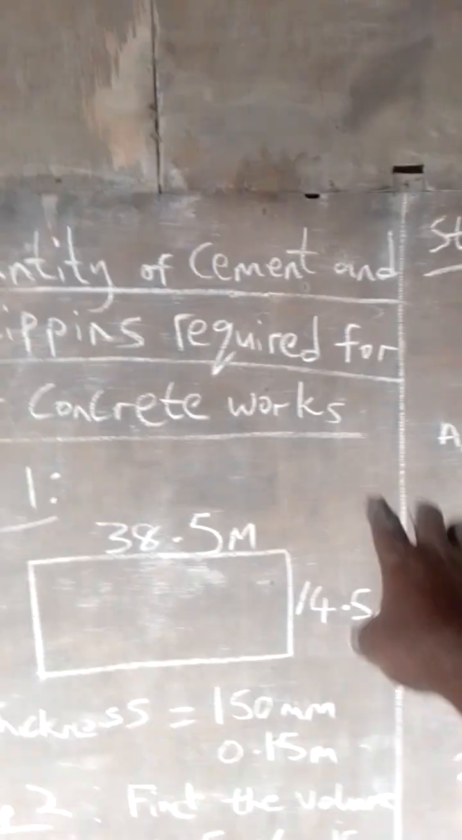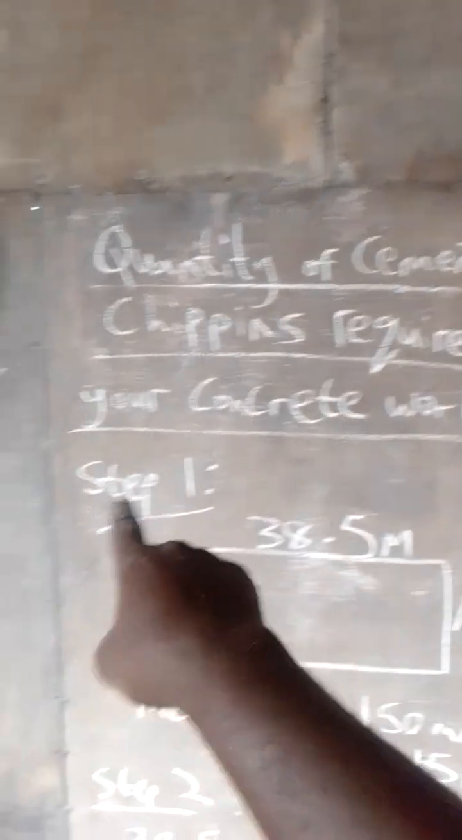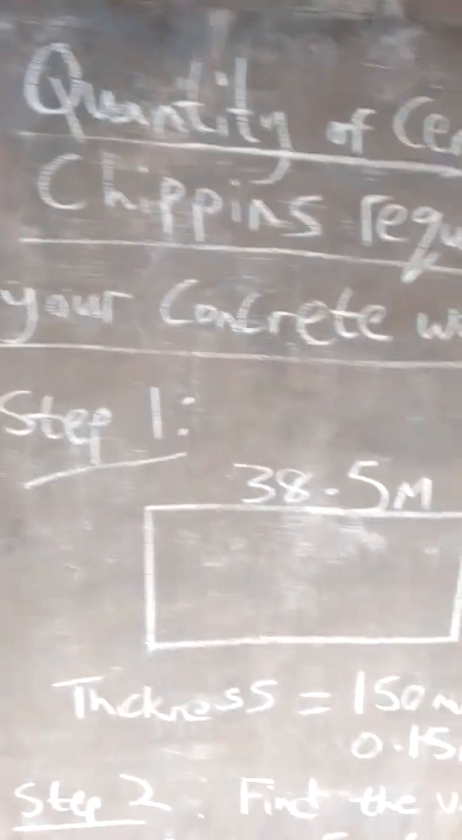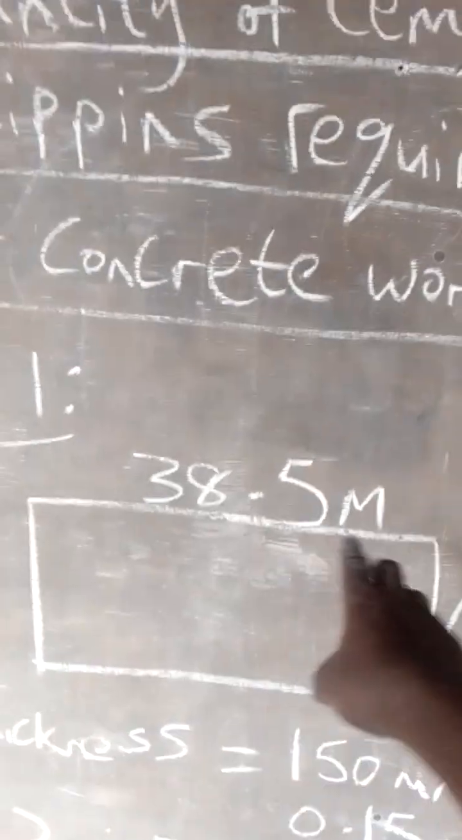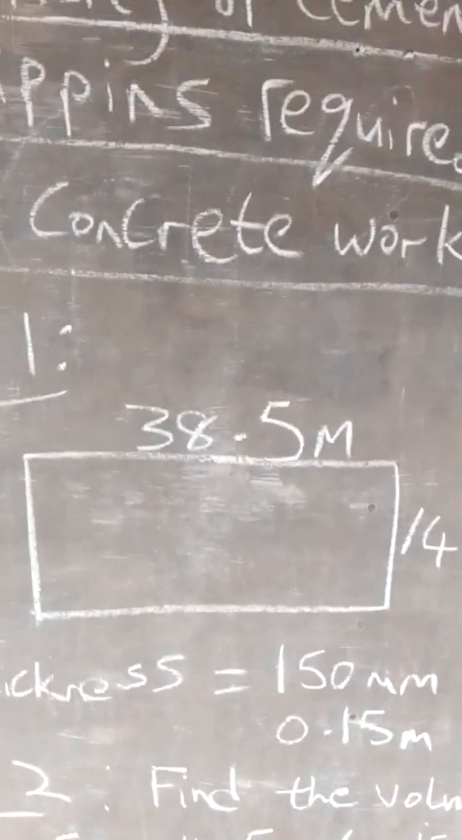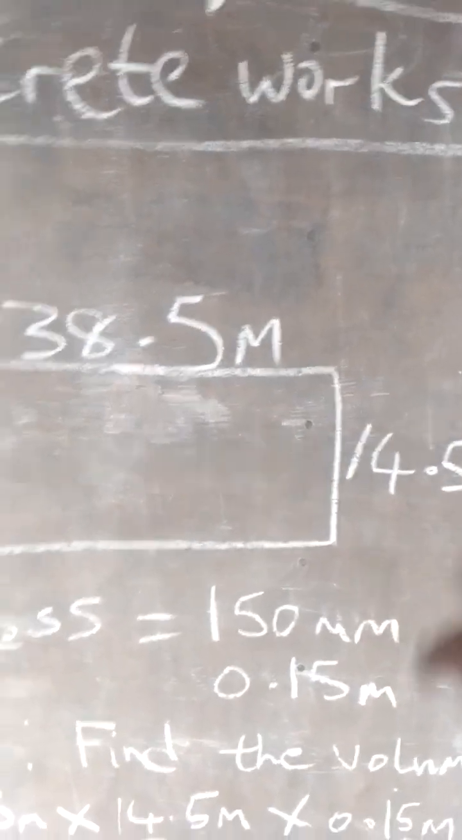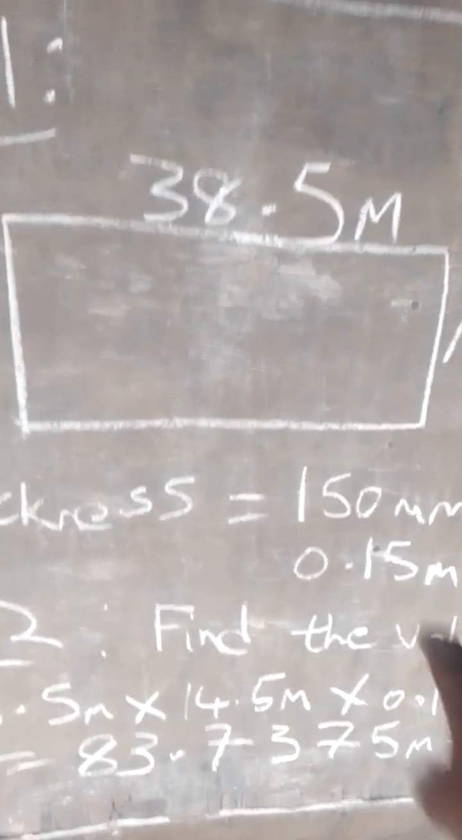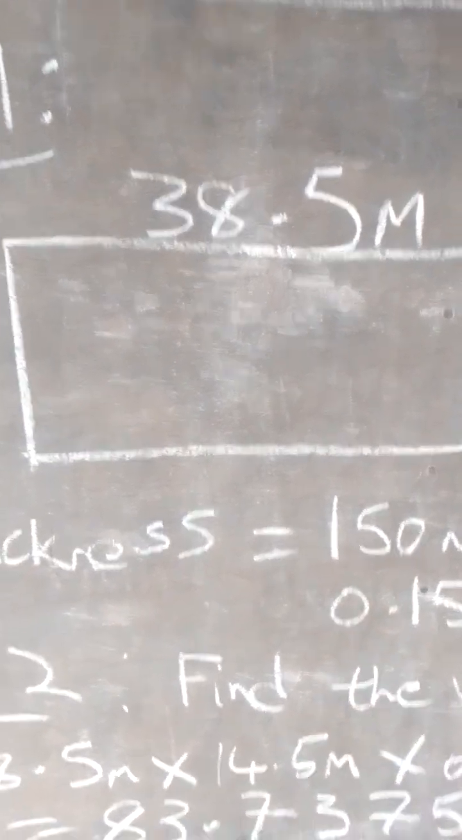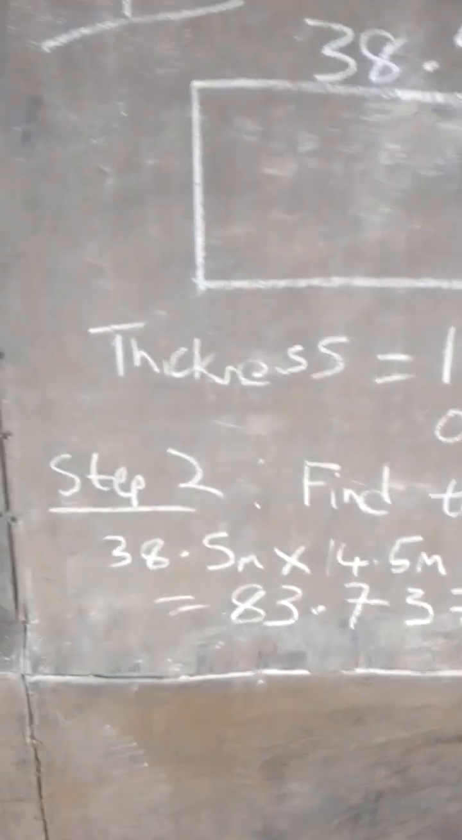Quantity of cement and chippings required for your concrete work. Step 1: we assume that we are casting this whole area of concrete, that's 8.5 meter by 14.5 meter, and the thickness that we are casting is just 150 millimeter. You can call it 6 inches thickness.